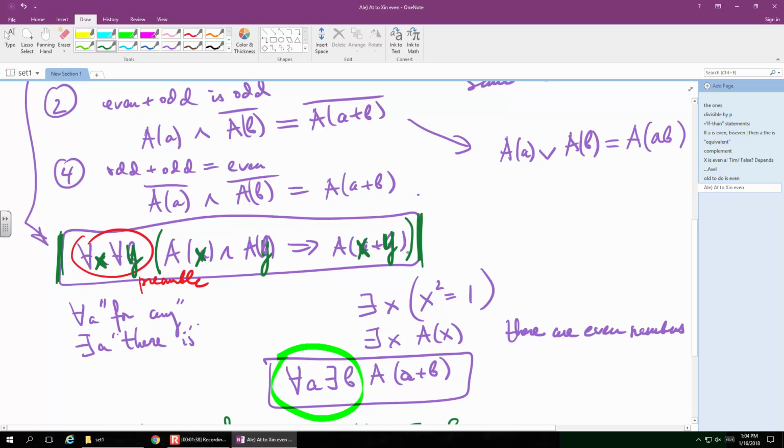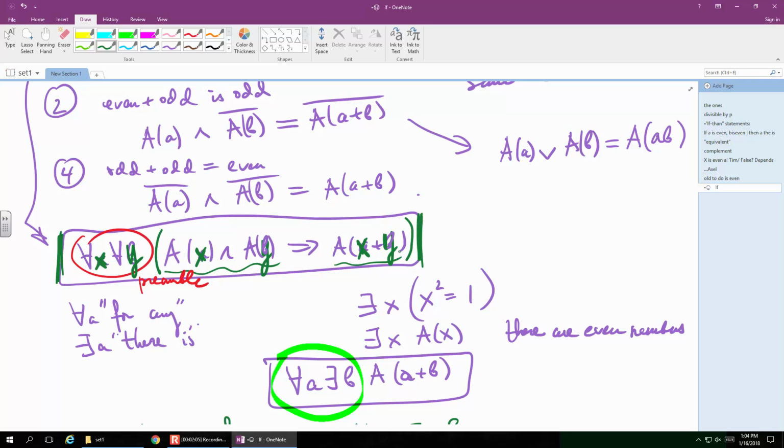So okay, let me start over. We have two statements: x is even, y is even. Combined together, yet in a new statement, x and y is even. So that's what is on the left-hand side. Then on the right, I have a statement which says that x plus y is even. And then I get a bigger statement. I say that if x and y are even, then x plus y is even.